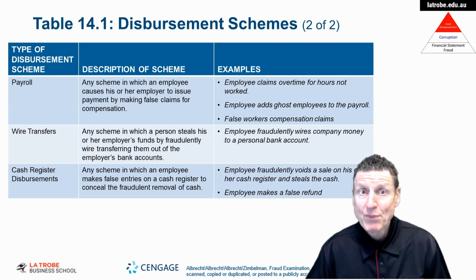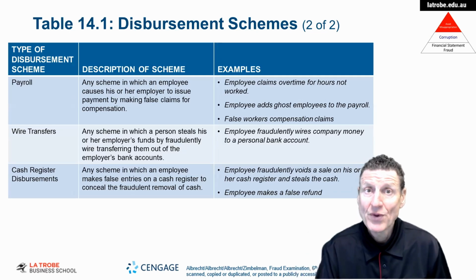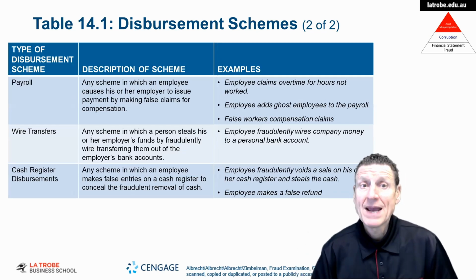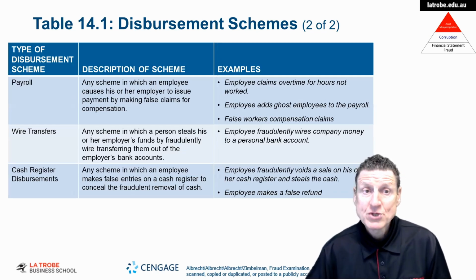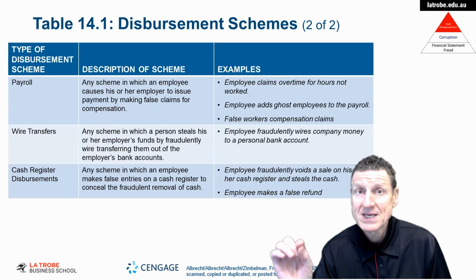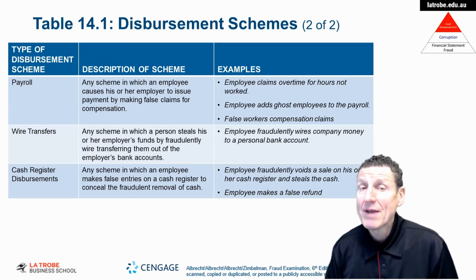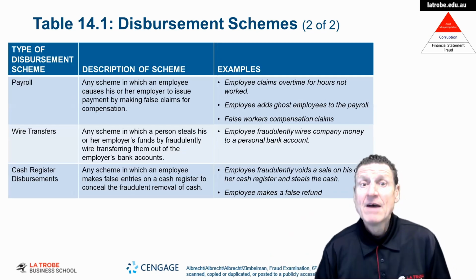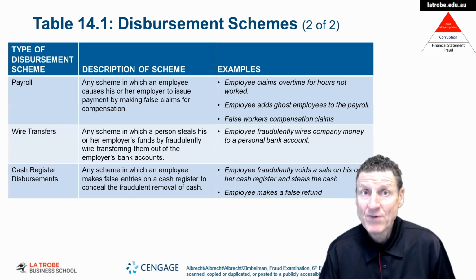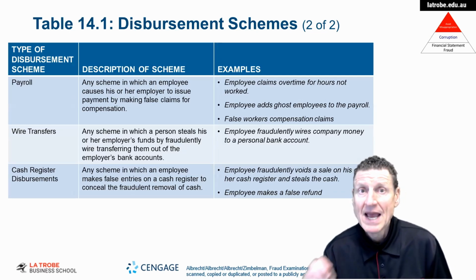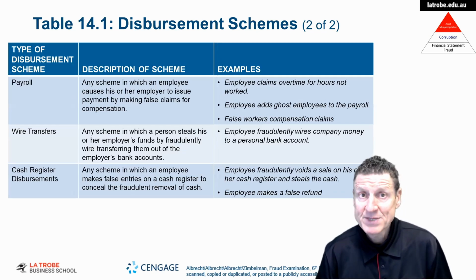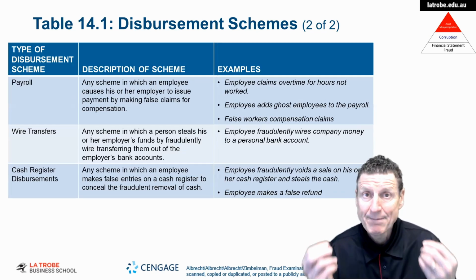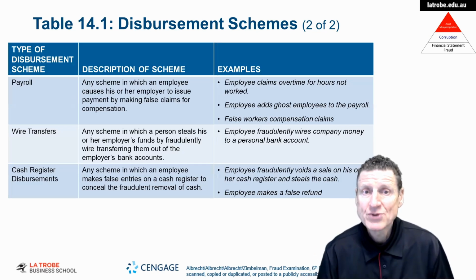Payroll, where an employee causes his or her employer to issue payment by making false claims for compensation. Wire transfers, any scheme in which a person steals his or her employer's funds by fraudulently wire transferring them out of the employer's bank accounts. And cash register disbursements, any scheme in which an employee makes false entries on a cash register to conceal the fraudulent removal of cash.